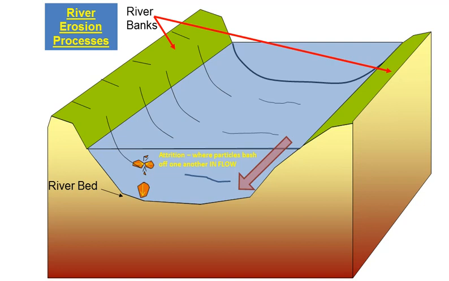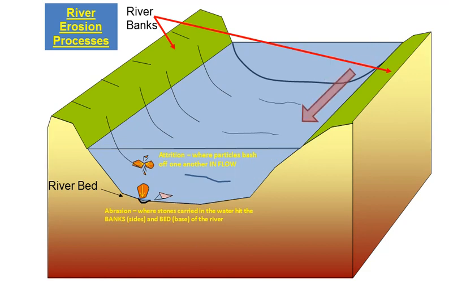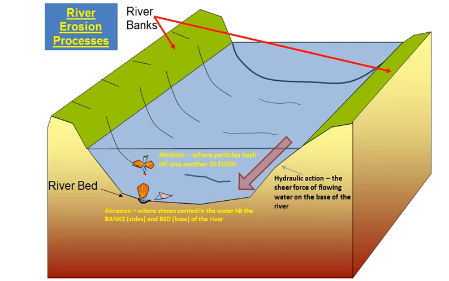Your second one's where stones are carried along in the water. They bash into the bed of the river, chip bits off, and that is known as abrasion. And your last one's just the sheer force of the water. Hydraulic action can erode the bed and the banks of the river over time.